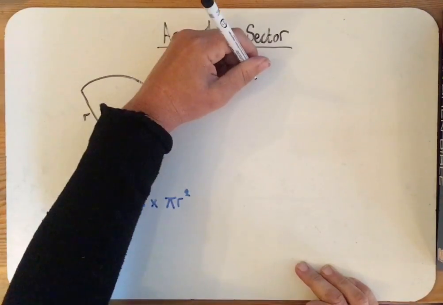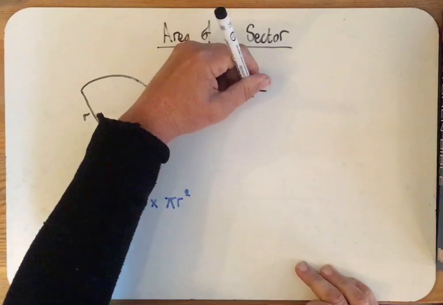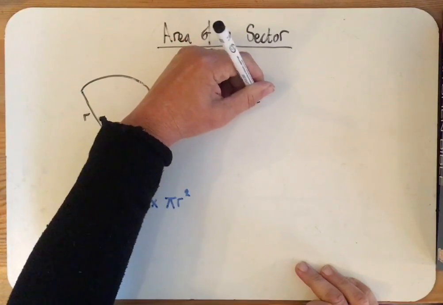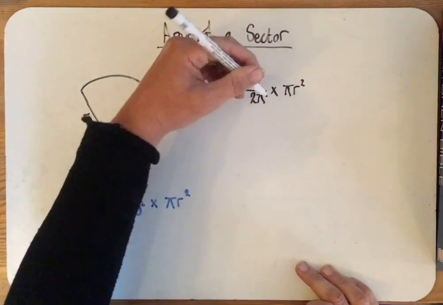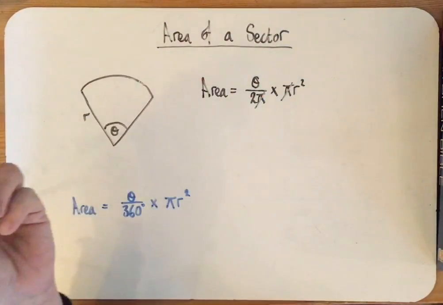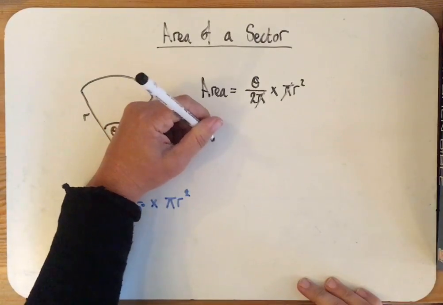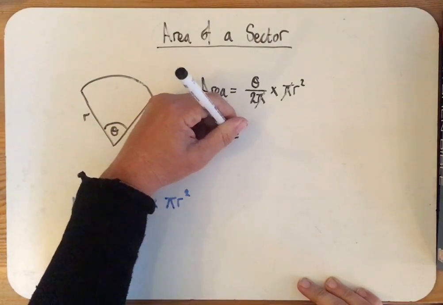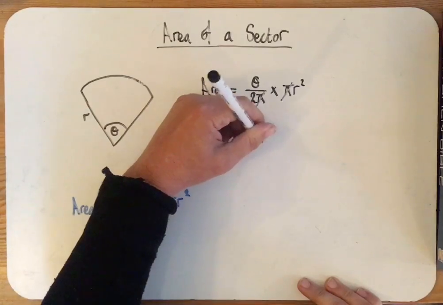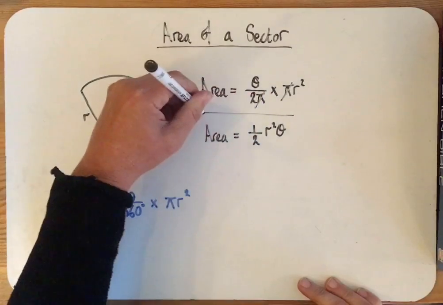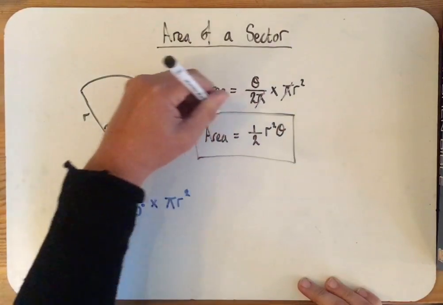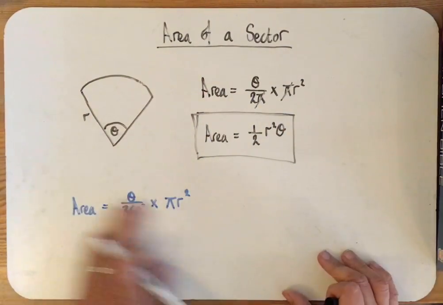So the area is theta over 2 pi times pi r squared. The pi's are cancelling off, and so the area is equal to a half r squared theta. It's a little bit of tidying up and rearranging. So that takes you to there.